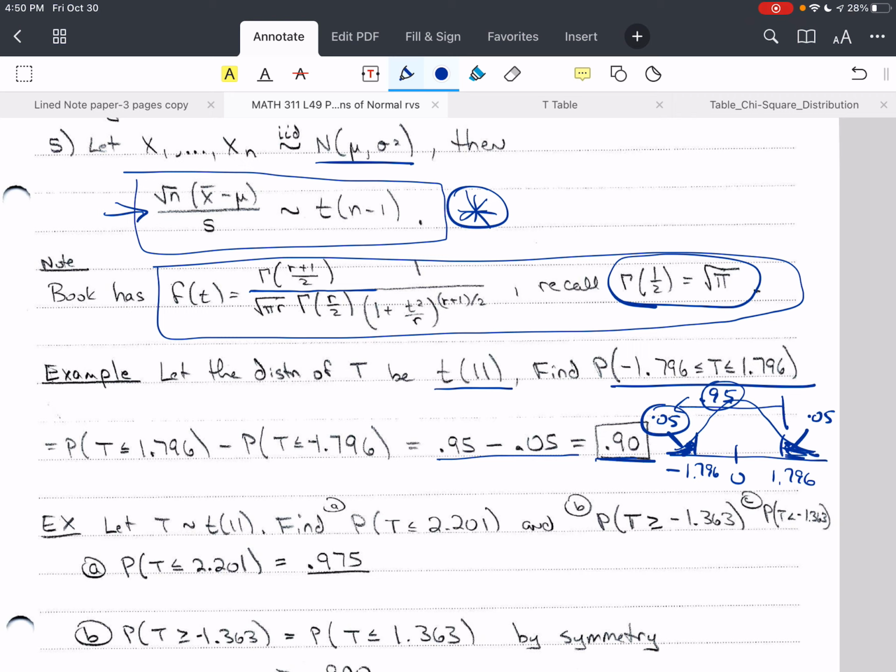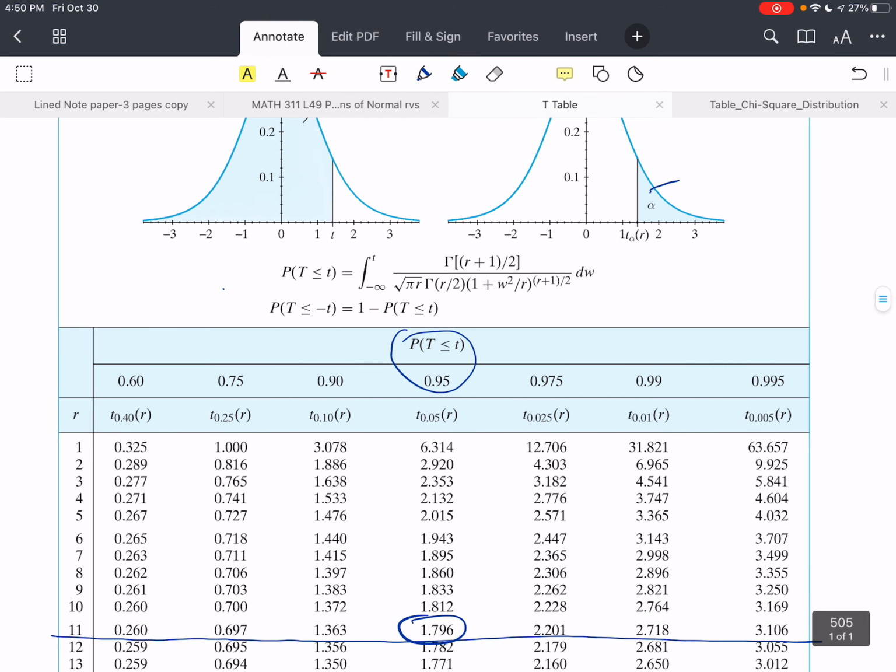Now again, let T have a t distribution with 11 degrees of freedom. We want to find these three quantities. So the first one is that T is less than or equal to 2.201. So 2.201 is here, and the probability that we're less than that value is given by the CDF, which is 0.975. And there is the answer.